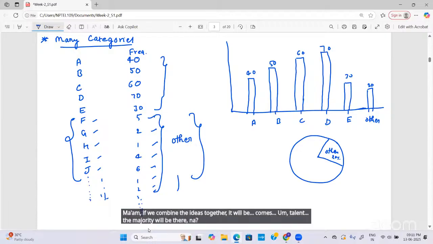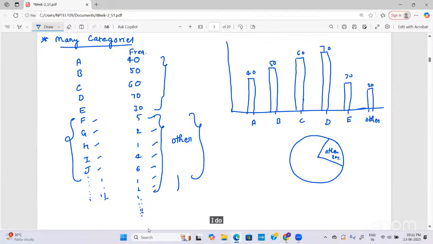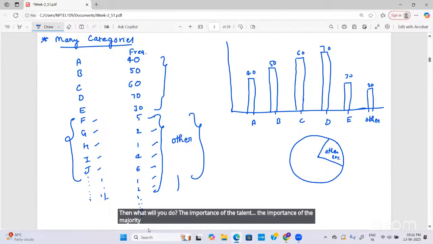Ma'am, if we combine the others together, the total will come out larger, and the importance of the majority will become shorter, isn't it? Then what will you do?